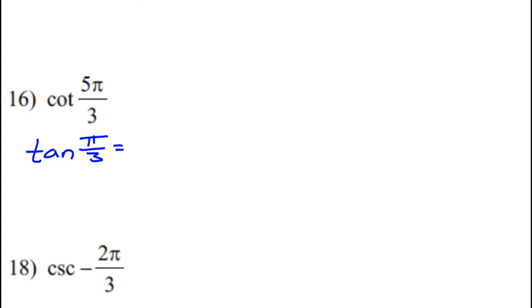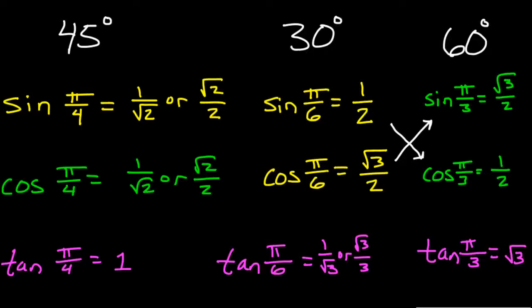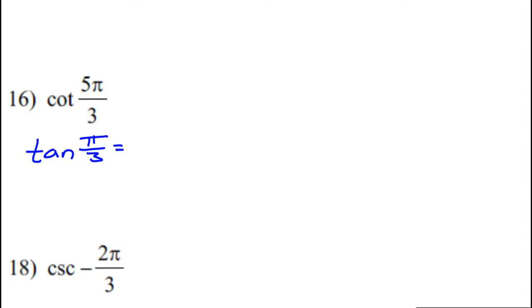Now, the tangent of pi over 3 is one of those things that we should have been able to figure out. It's one of the things on our chart. Tangent of pi over 3 is radical 3. Okay, so great. So we know the tangent of pi over 3 is radical 3. Now, what is the tangent of 5 pi over 3?